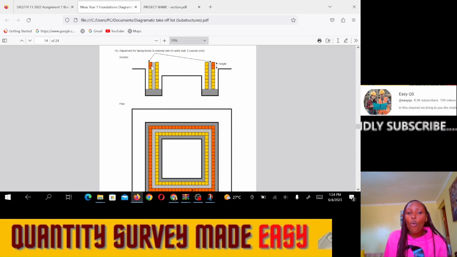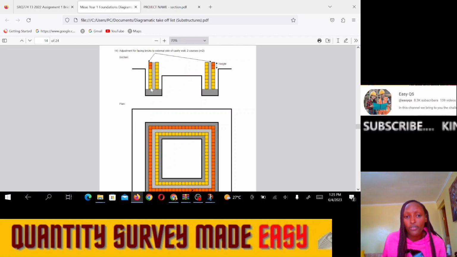When we are constructing the brickwork, we usually construct the brickwork that is not aesthetically beautiful up to the ground level. But from the ground level up, we usually allow just like 2 courses below the floor for facings. Because we had already calculated the area for the brickwork, now we shall adjust, because we need to change 2 courses to be facing bricks. So we shall measure for the adjustment.